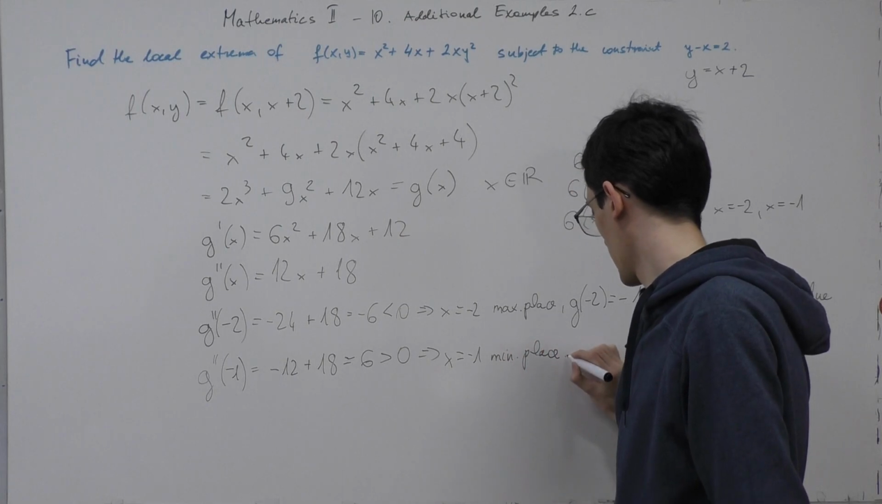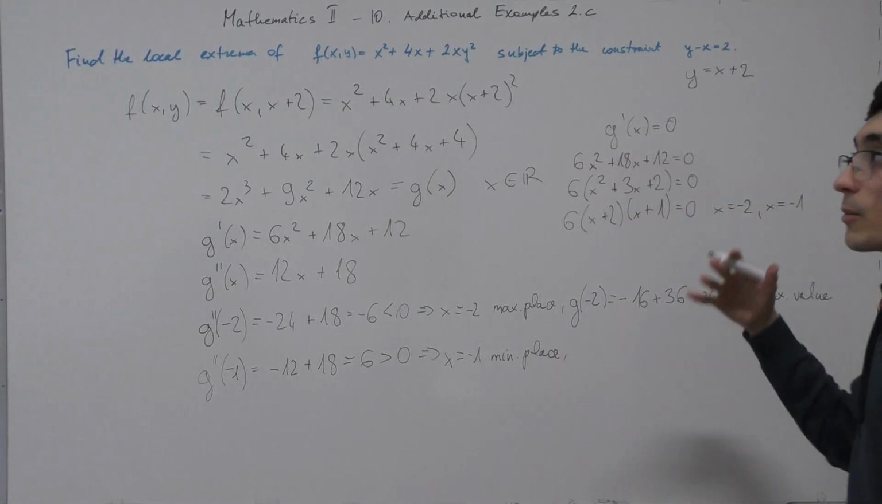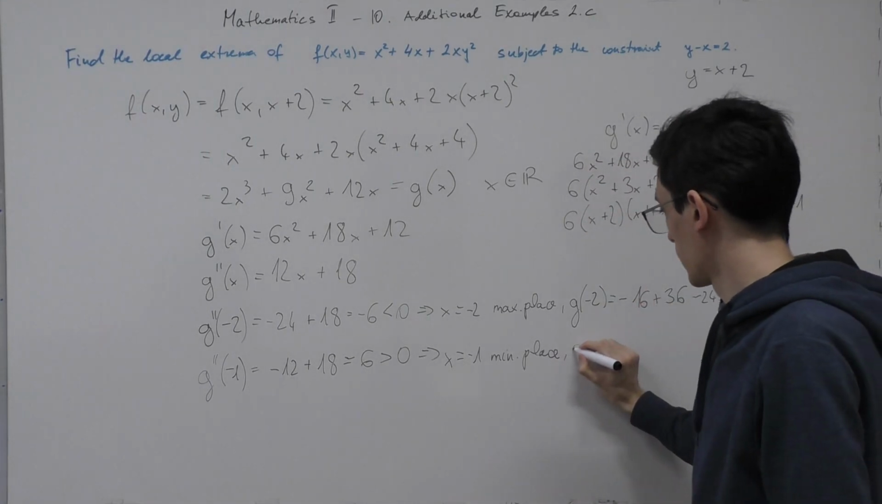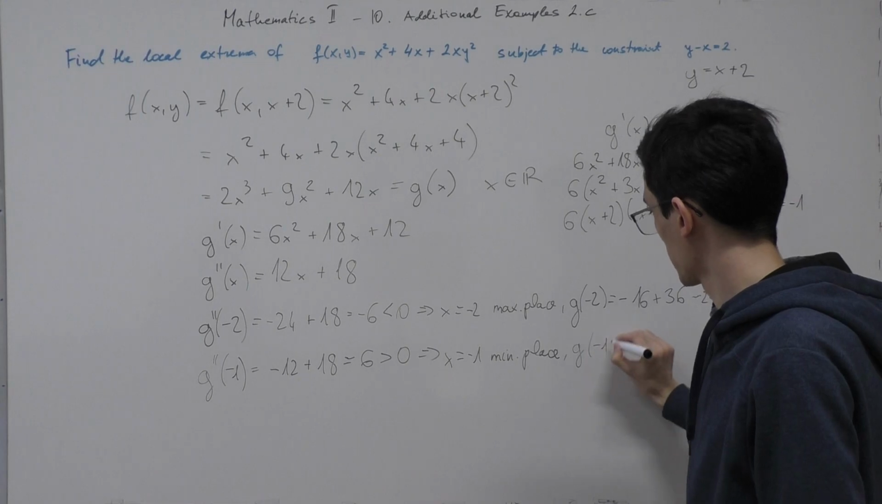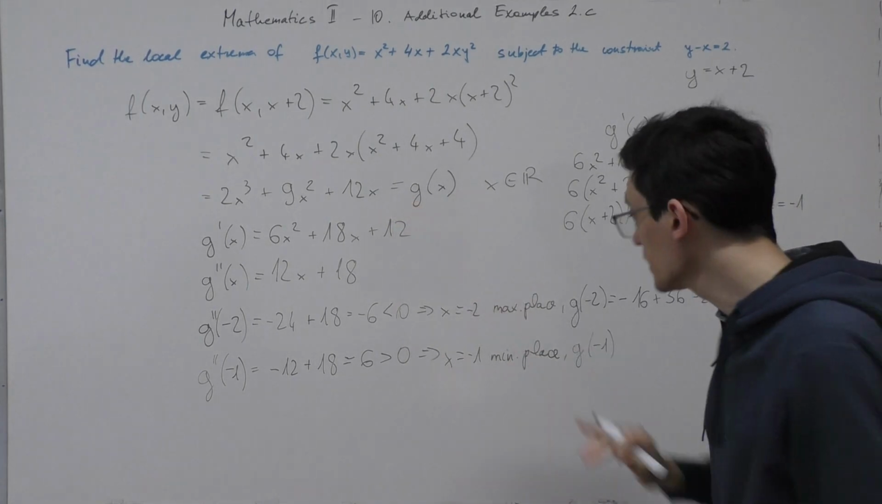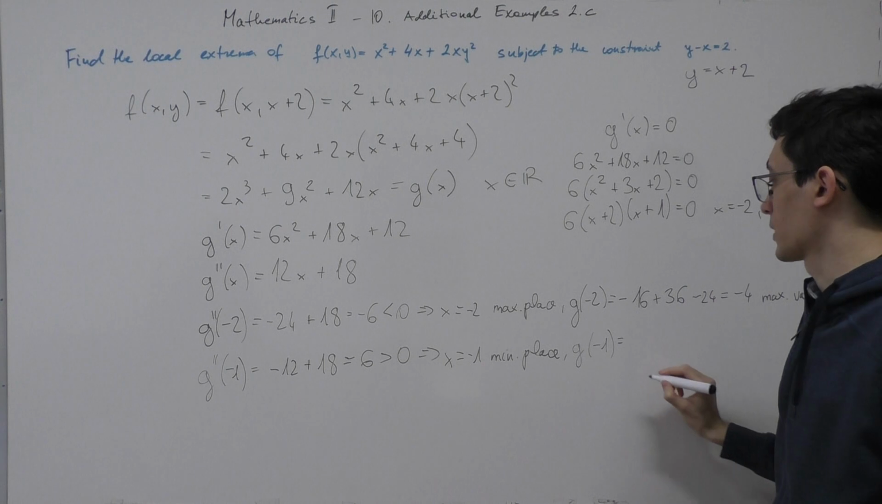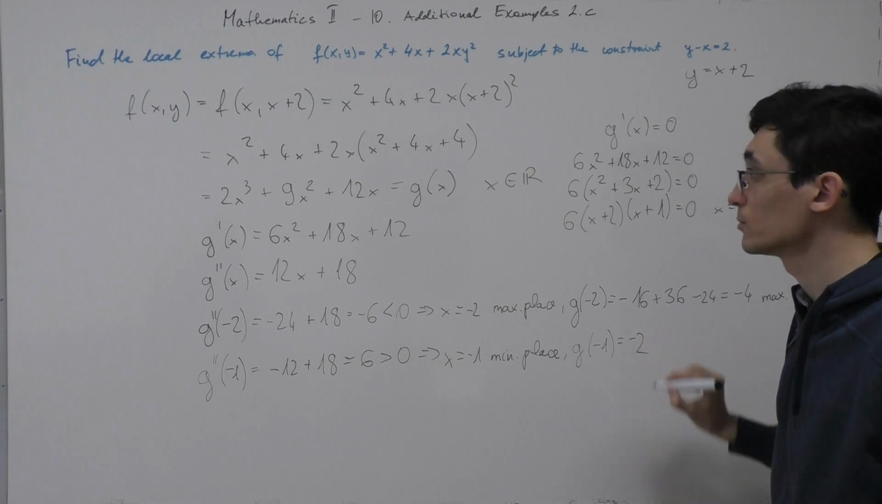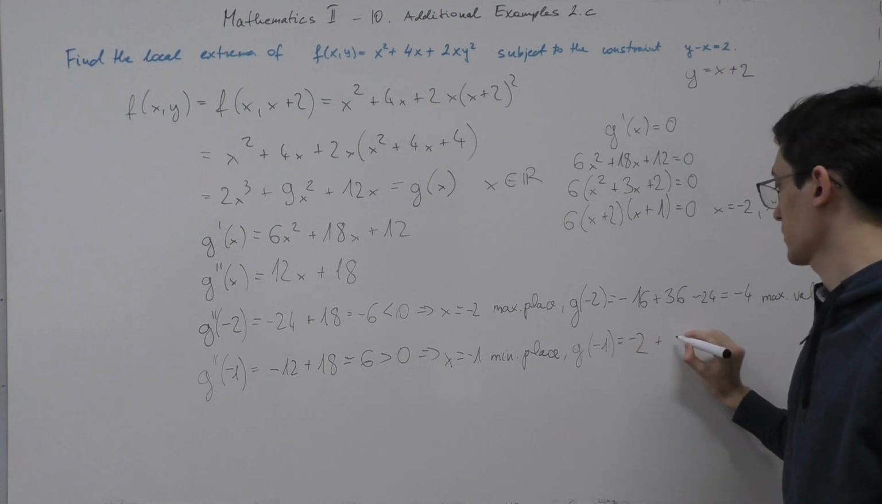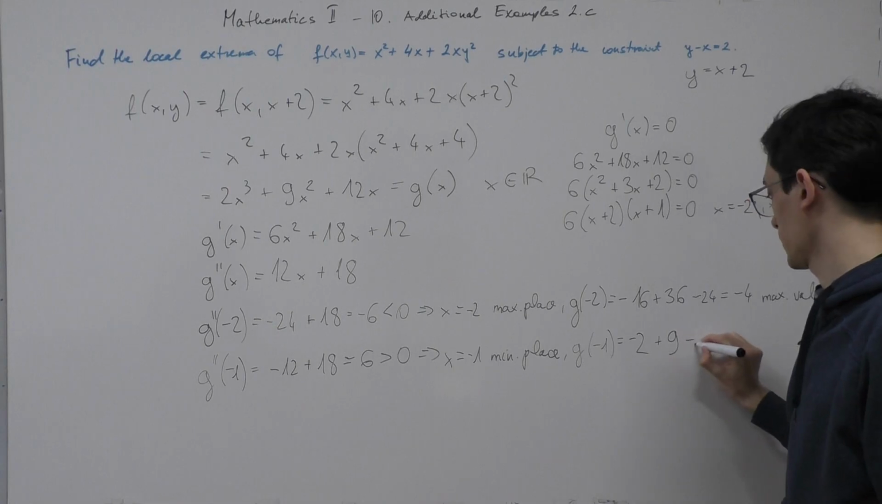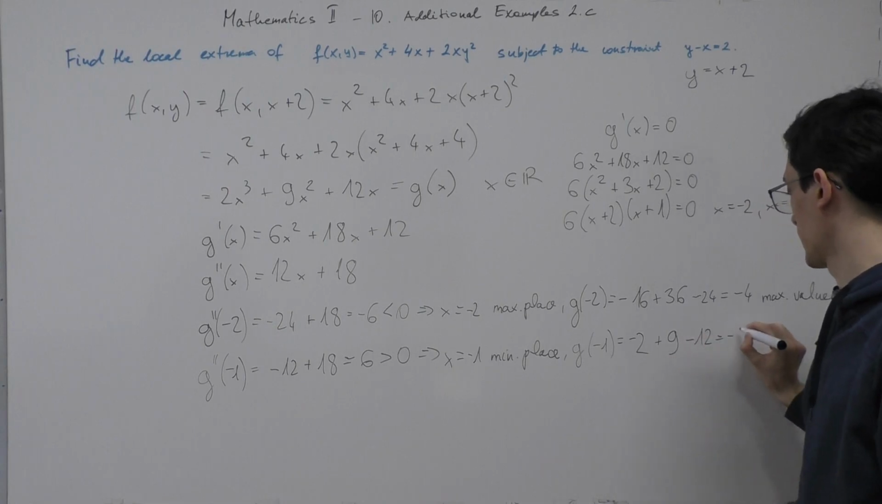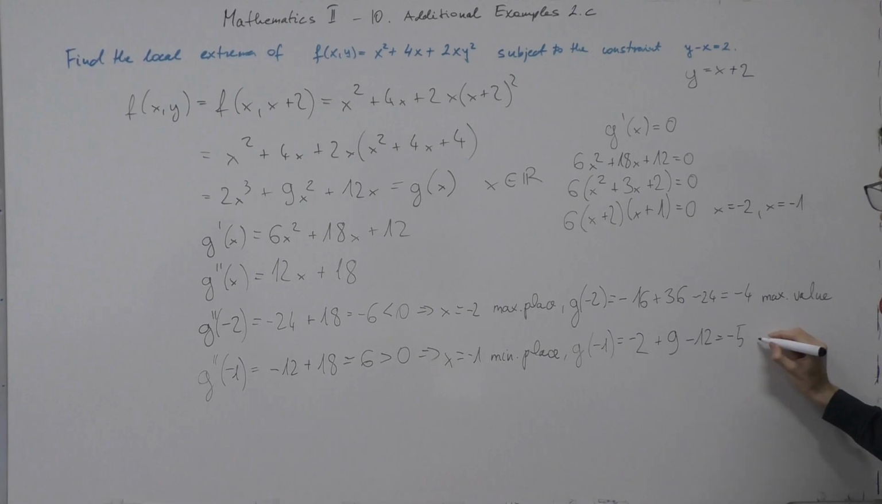And now we must calculate the local minimum value. So we substitute negative 1 into g, by which we will get negative 2 plus 9 minus 12, which is negative 5 for the local minimum value.